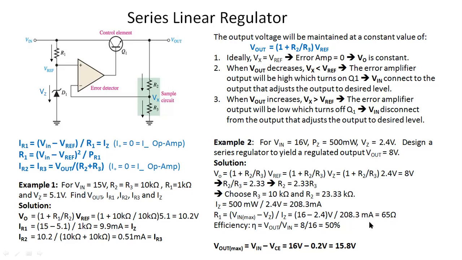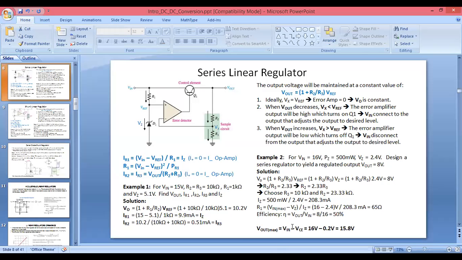So here we have all these values. Here we can solve efficiency. Efficiency is nothing but V out upon V in. V out has a value, and we have the value for V in. So you can say here we are getting 50% efficiency.